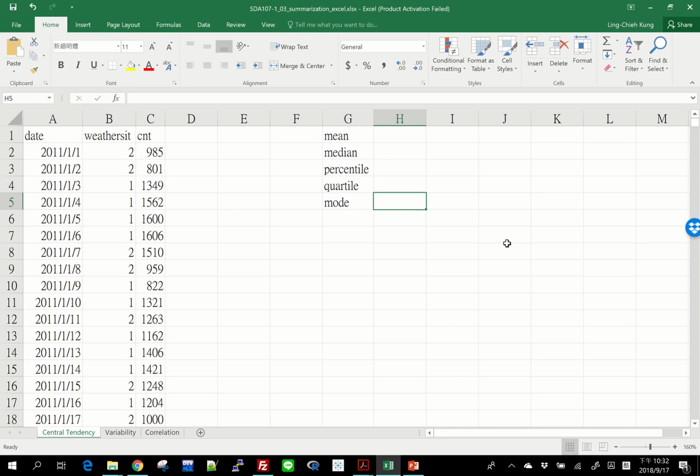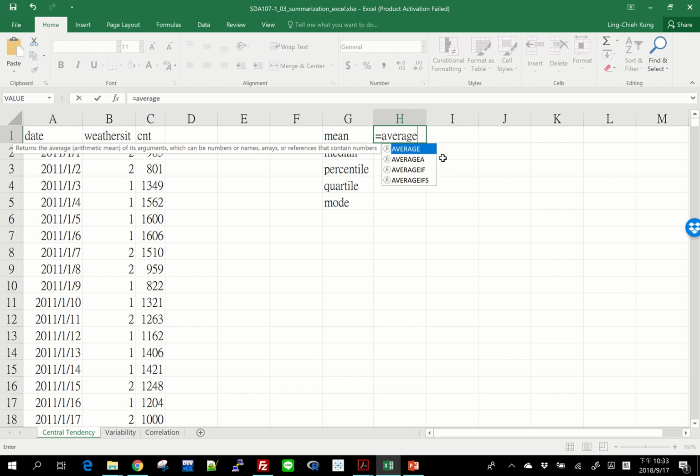Okay, so let's see how to use Excel to calculate some central tendency measurements. We have several central tendency measurements, right? We have mean, median, percentile, quartile, and mode. So let's see how to do them one by one. For mean, most of you have already done that. You know how to do it. It's just average. So let's just use average.